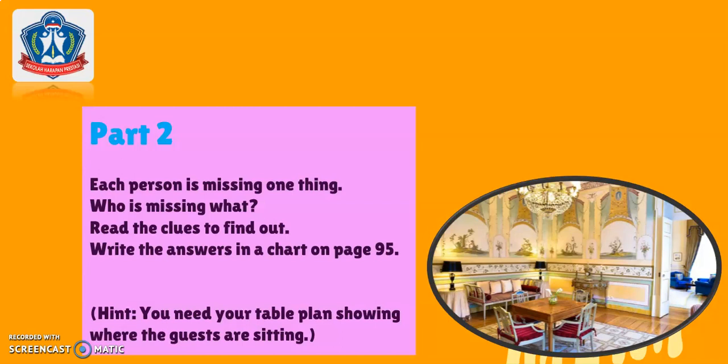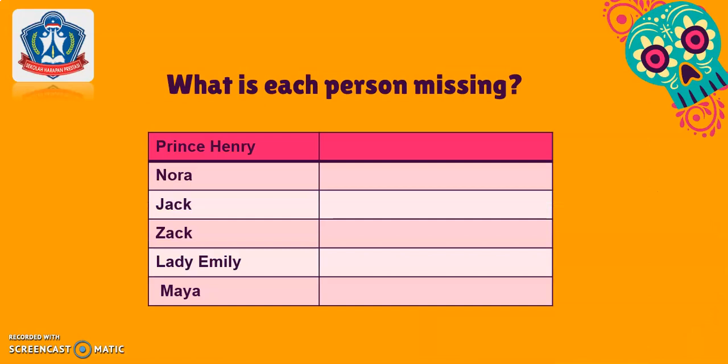Write the answers in a chart on page 95. Hint: you need your table plan showing where the guests are sitting. So take your time, children, to answer part 1 and part 2. Here is the table for part 2. What is each person missing? So you're going to write down what object is missing for Prince Henry, Nora, Jack, Zach, Lady Emily, and Maya.